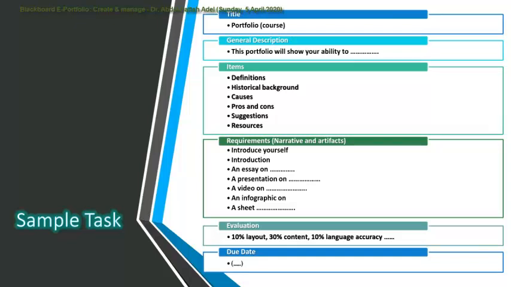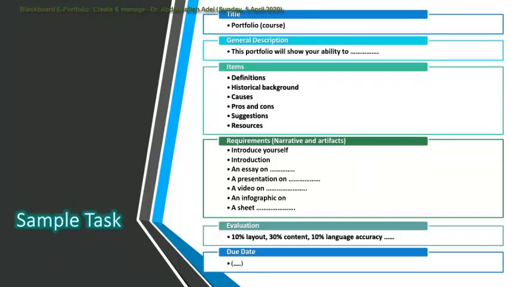Then the items: what are the items you want in the portfolio, for example, definition, historical background, causes, pros and cons, suggestions, resources, okay? So these are some items the student should include. Okay, what are the requirements? Usually they require narrative and artifacts. Not only creating some files, presentations, and videos, collecting them and putting them all in the portfolio. No, you should describe everything he has done. Introduce yourself, an introduction about the item, an essay on something, a presentation on, a video on, an infographic about something, a sheet, whatever. Okay, so you require that at least you should include these in your portfolio.